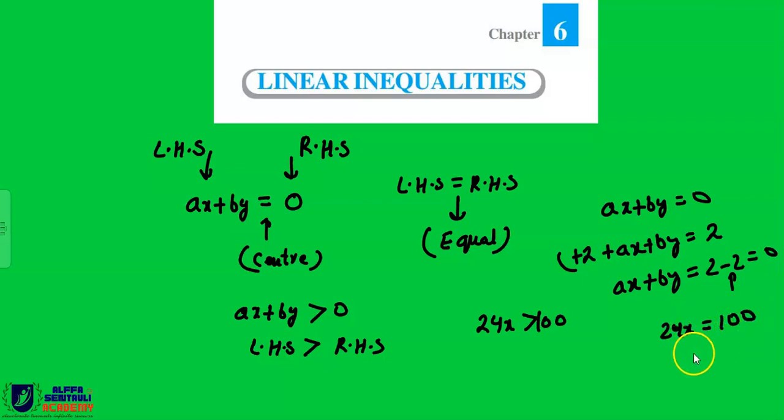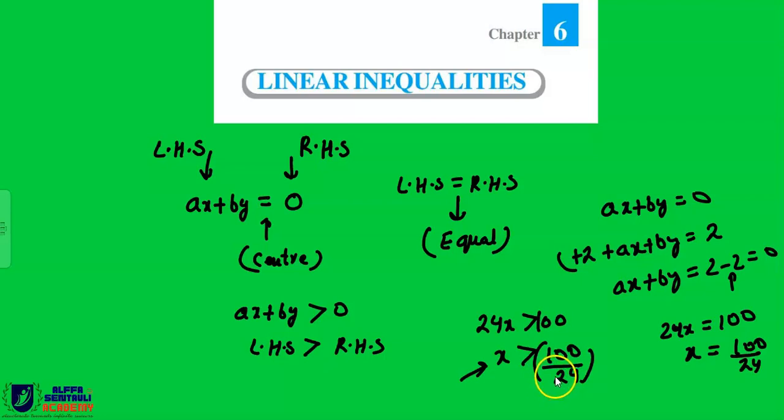Then how will you find the value of x? You will find the value of x by dividing 100 by 24. You will cross multiply this 24 and you will get x as 100 by 24, correct? In a similar way, you have to cross multiply this 24, so that this 24 will come in the denominator. So this is your answer, x is greater than 100 by 24, where x is a variable and this number is a constant. It means that you have to take all the numbers which are greater than 100 by 24.